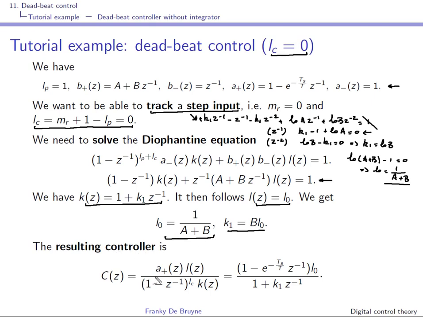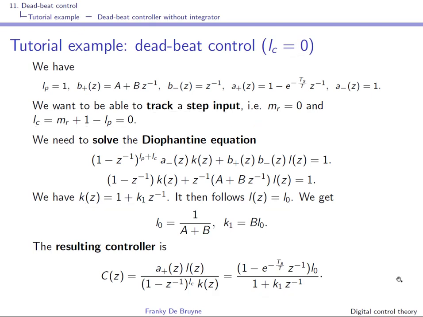So the resulting controller is this one, where we replace LZ and KZ by their expression. So this is what you obtain. L0 is given here, K1 is given here. And as you can see here, this controller cancels the slow pole of the process. Okay, this is the slow pole. We'll come back to that when we have a look at load disturbance rejection.